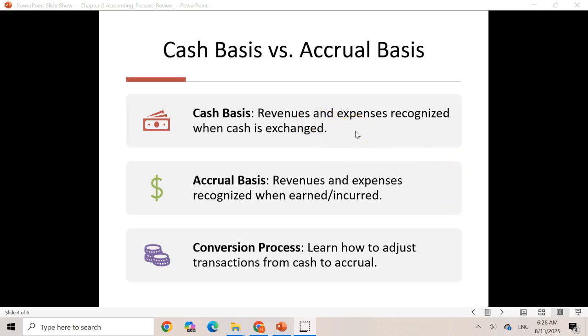The cash basis is when revenue and expenses are recognized when cash is exchanged. So when you receive cash, that's when you record your sales. When you pay cash is when you record your expenses. Under the accrual basis, that's not the case. Revenues and expenses are recognized when they're earned and incurred. There's a video that I have posted about the conversion process of how to take your cash basis accrual or prepaid and turn it into how to figure out the accrual basis amount.